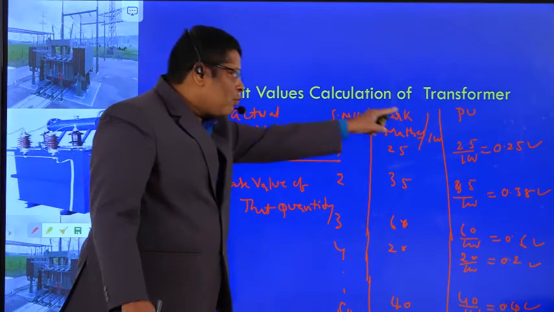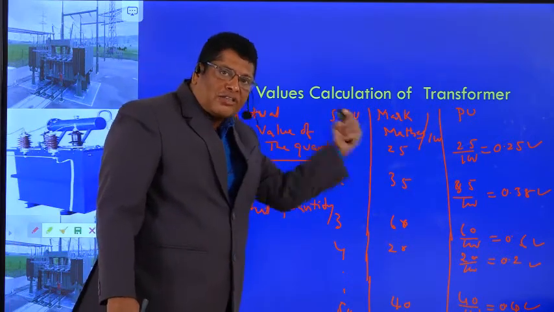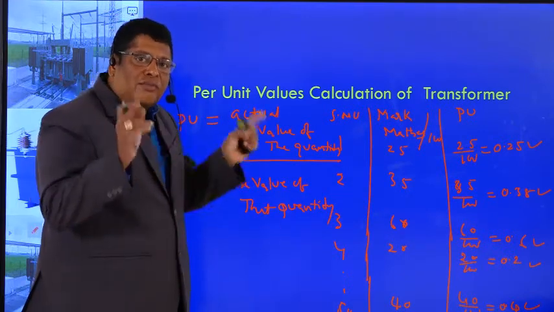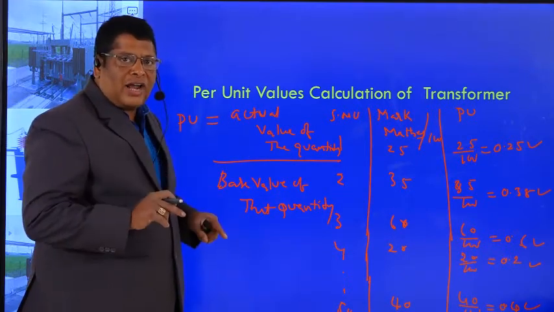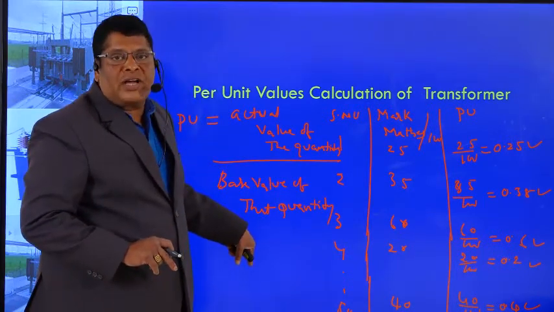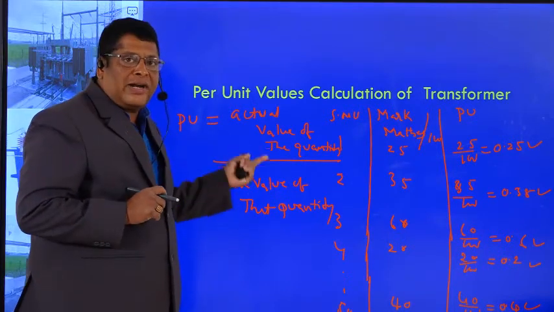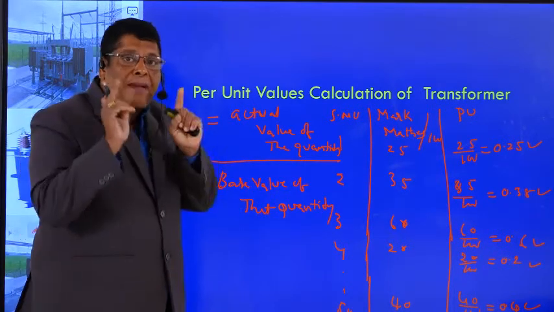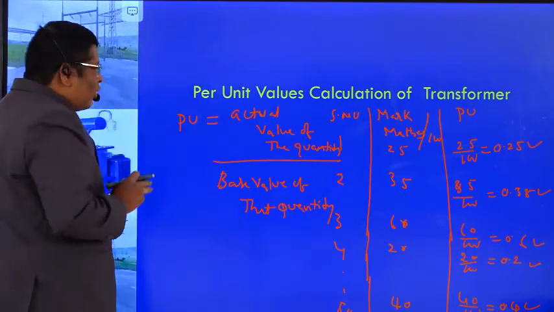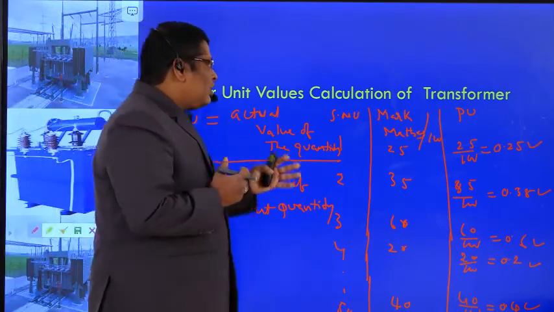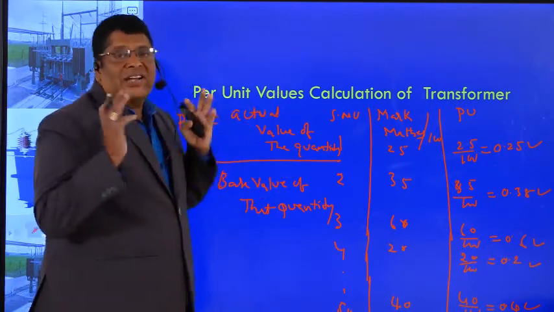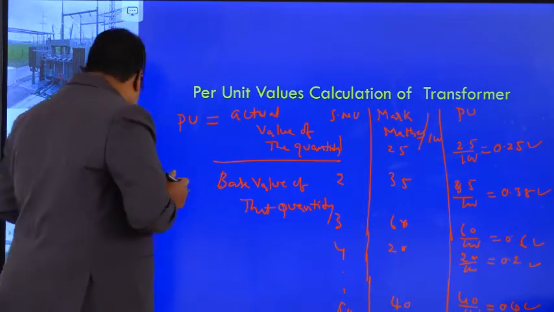Here we calculate the per unit value for the marks obtained by the student, so in the denominator we also take the maximum value of the marks. If we want to calculate the per unit value for the number of students, the denominator quantity should also be the number of students. The numerator as well as the denominator should be the same quantity. Now we are going to see how we calculate the per unit values for the given transformer.